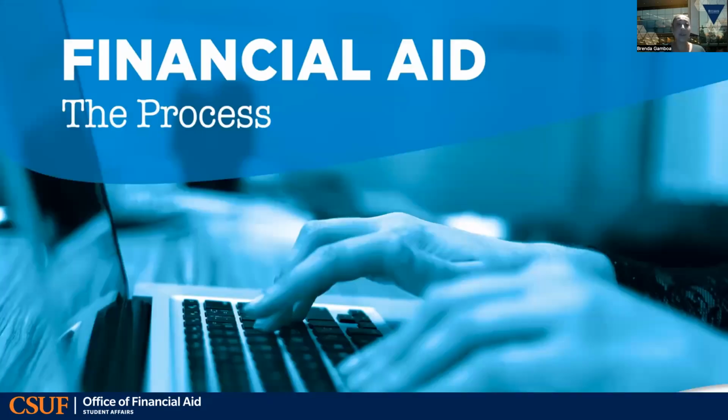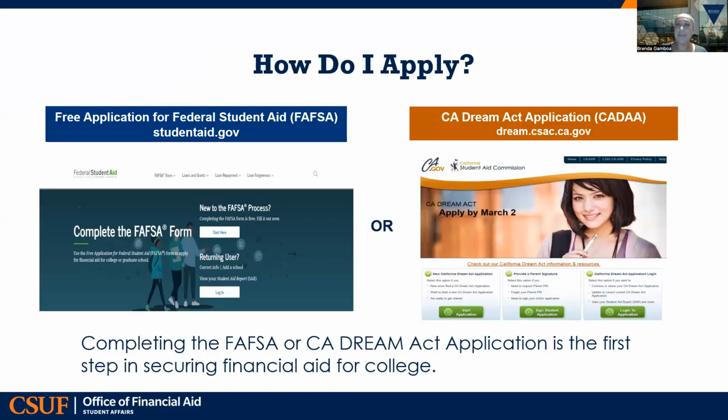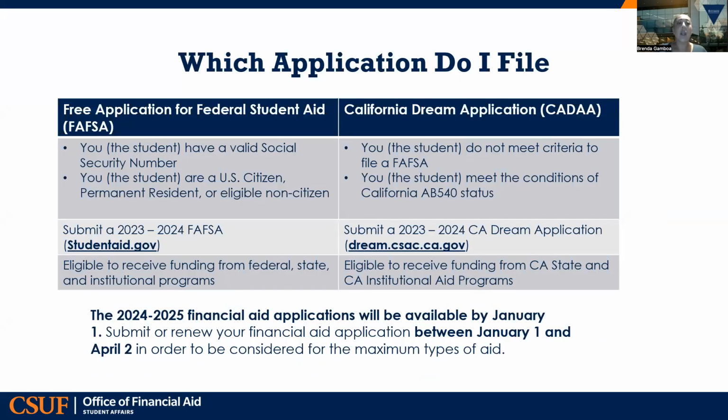So I will begin to explain the process of financial aid. First and foremost, you have to make sure you apply. There are two applications out there. There is the FAFSA application and then the California Dream Act application. Okay, so then the next question you may ask is, which one do you apply? Because you can only apply for one, not both. So for the FAFSA application, you have to have a valid Social Security number. You have to be a U.S. citizen, permanent resident, or eligible non-citizen.